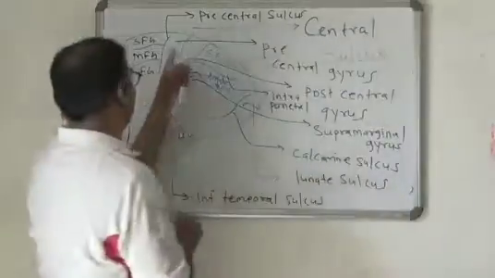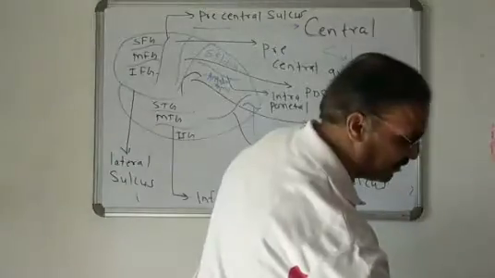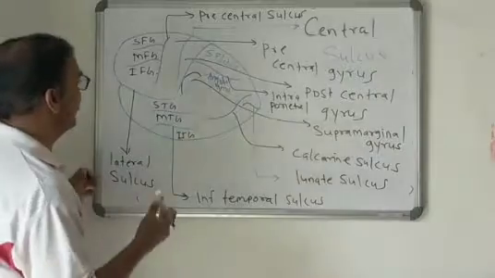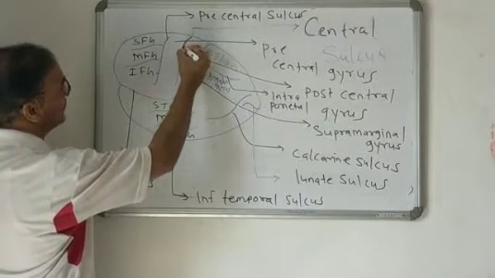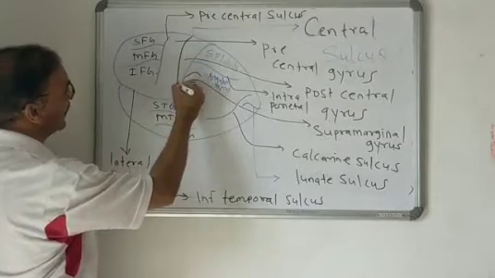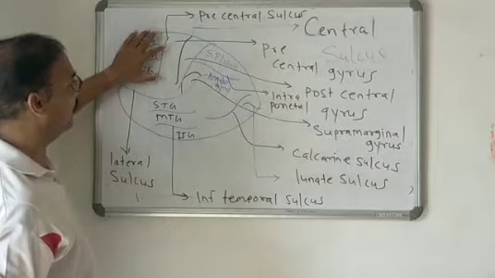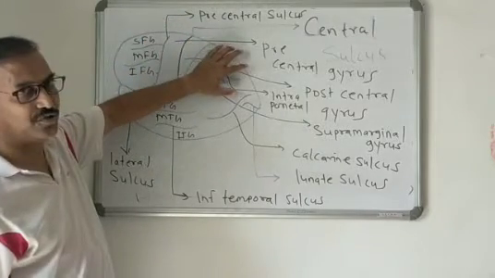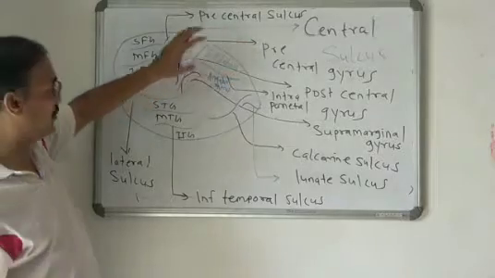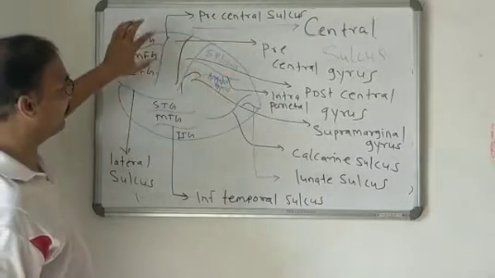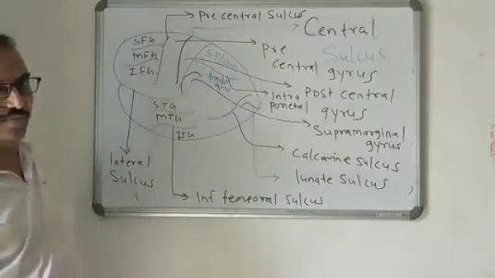Now see, these are the sulci present here. The first important sulcus present here is the central sulcus. See, this is the central sulcus. What it does is divide the cerebrum into two parts. The anterior portion is called the frontal lobe and the posterior superior portion is called the parietal lobe. So the central sulcus is present between the frontal and parietal lobes of the cerebral hemisphere.